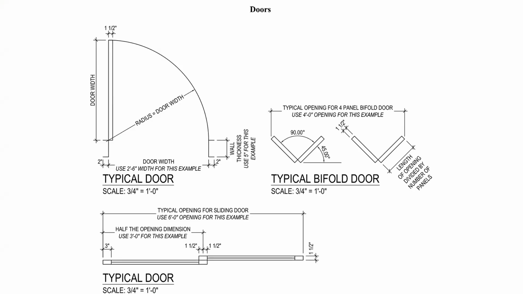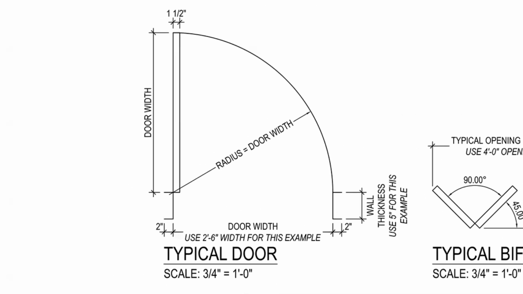All right, so for this tutorial, I'd like to show you how to draw all three of the doors that you see listed there. And I'll use the dimensions provided. What I'm going to do is begin with the first typical door, and that's the one over in the top left corner. It shows the door and it shows the door swing. And it's indicating that the door width is going to be 2 foot 6 inches. So I'm going to stick with that.